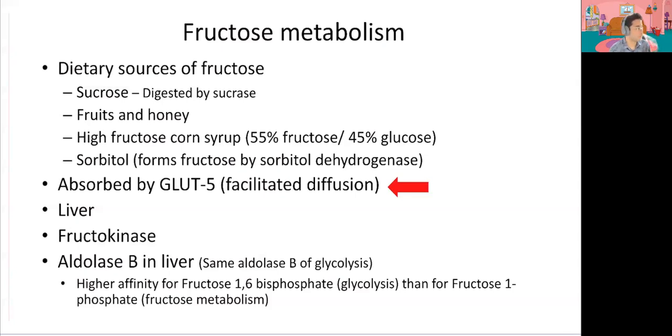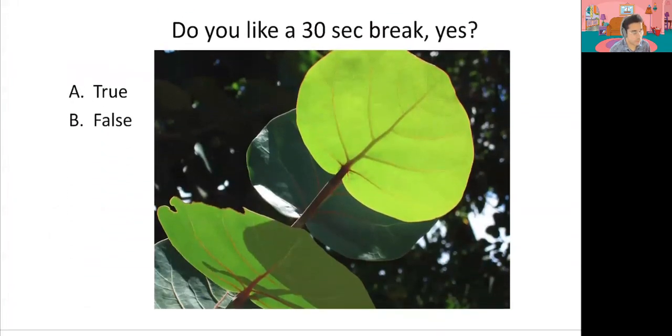Starts with the letter F. I'm confabulating at this point. Absorbed by GLUT5, so 5. It helps me keep it straight. Liver, fructokinase, and aldolase B are involved with this, and it presents with a lot of different things.